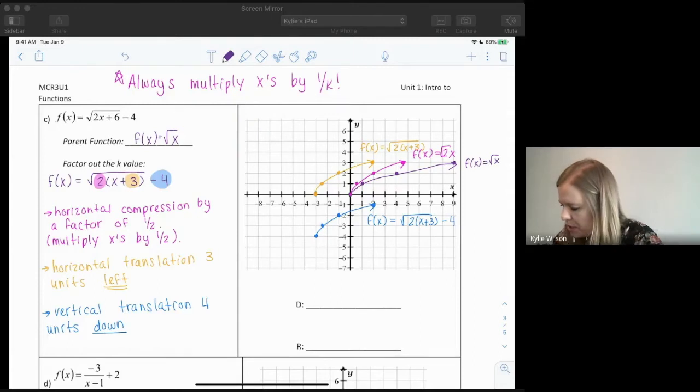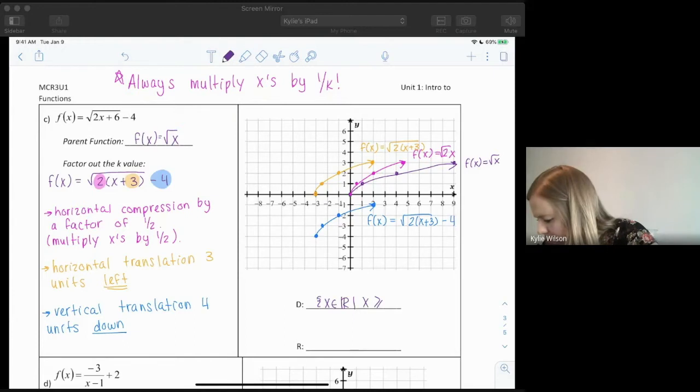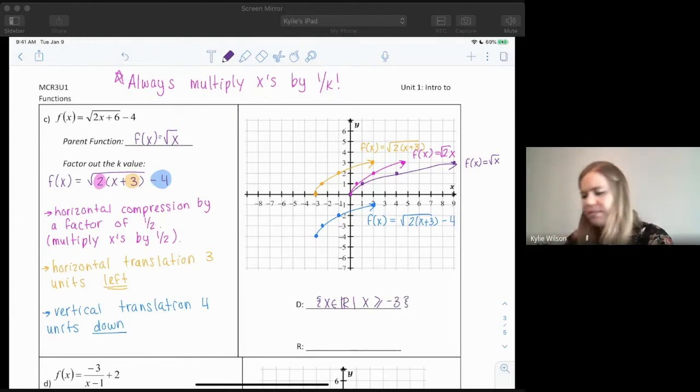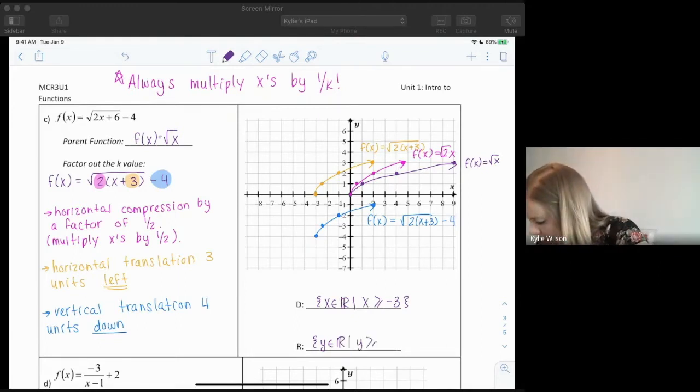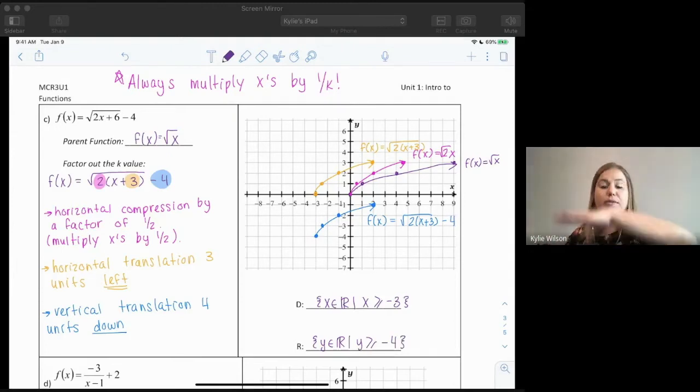So for the blue line, my domain, x is an element of real numbers because we connected it with a nice line. And our x has to be bigger than or equal to -3, because all of my x's go from -3 and towards the right. And for my y's, our y's are an element of real numbers such that our y's are all bigger than or equal to -4 because they all go above -4.